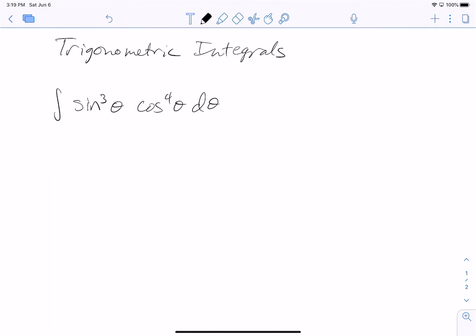When we look at trigonometric integrals, much of our work is going to be identifying patterns and then acting according to what we see. Here we have the integral of the sine cubed of theta times the cosine to the fourth of theta d theta. Some of what I'm going to present to you through this section of videos may not make sense right away, but it'll come together at some point.